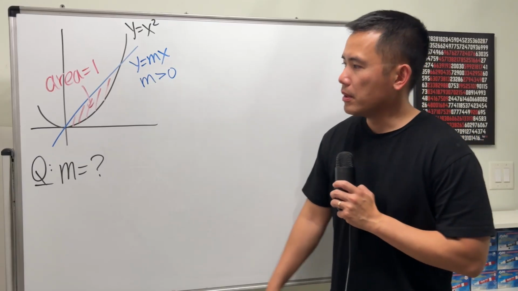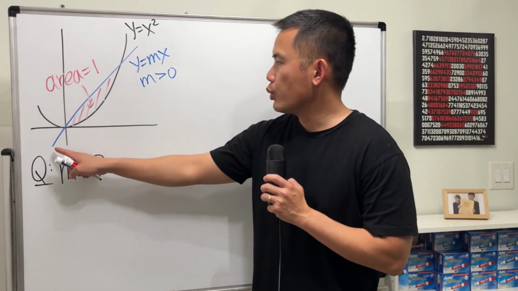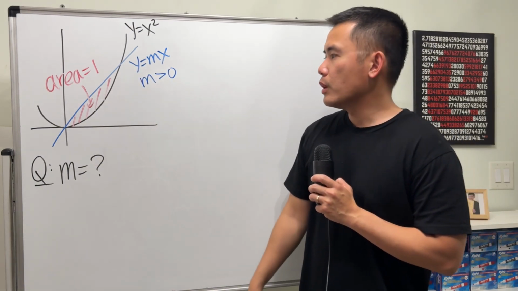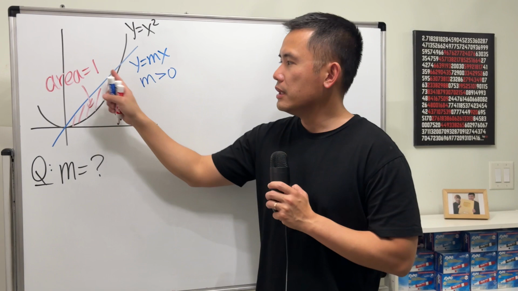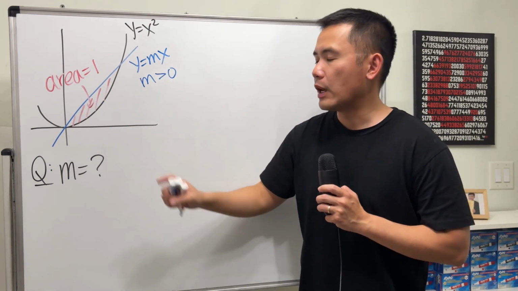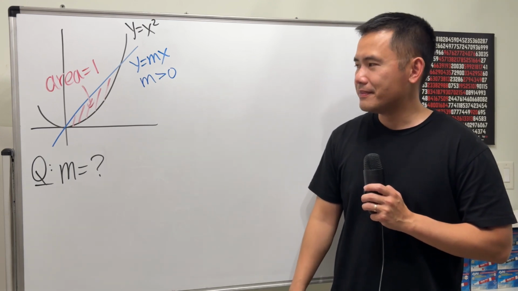Suppose we have the parabola y is equal to x squared, and we also have the line y is equal to mx, where m is just a positive number. And let's say we know that the area between them right here is equal to 1. The question is, what's the value of m that will make this happen? And there's only one m that will make this happen. How do we do it?